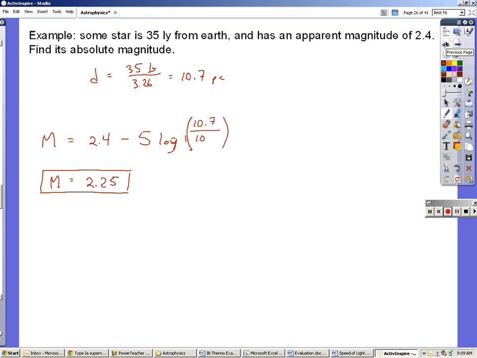And that actually brings us to the end of this particular video. You should be able to explain what is meant by absolute and relative magnitude. You should be able to apply those equations. And you should ideally be able to derive the one for absolute magnitude, although they probably won't ask you to do that on the test.